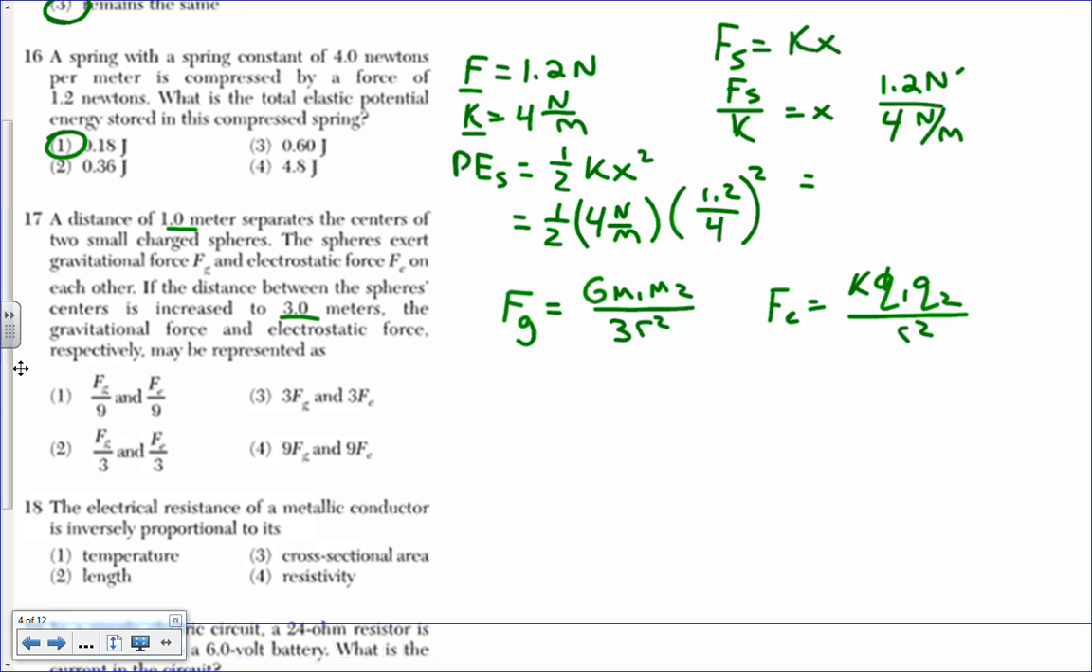So if I triple r, then if this goes up, we know that this has got to go down. And if r goes up by a factor of 3, then the force has got to go down by a factor not just of 3, but 3 squared, since my r is squared. And the same thing over here. 3 squared is 9. So both of them get reduced by a factor of 9. So here's one.